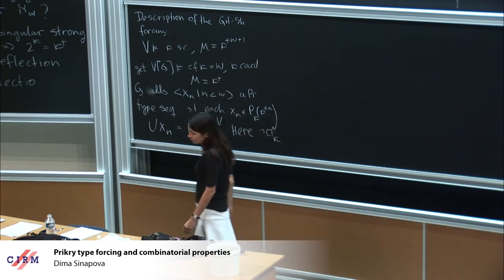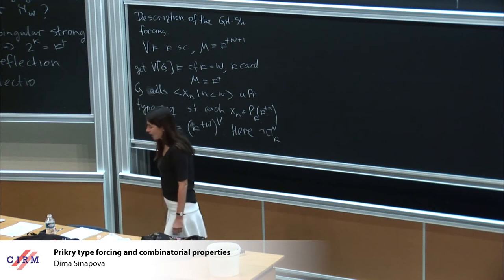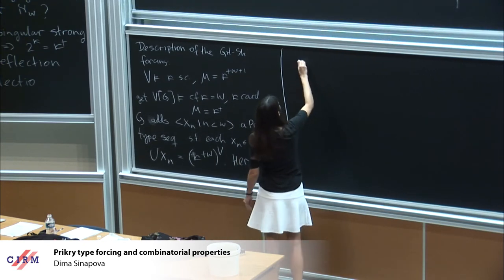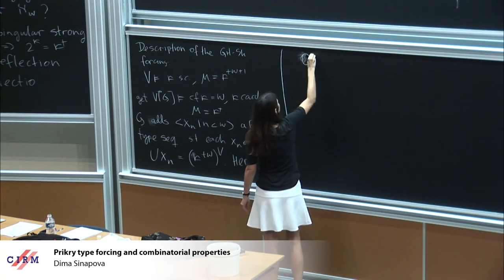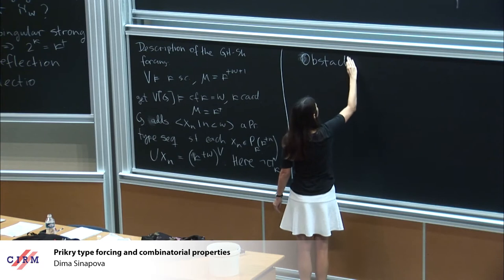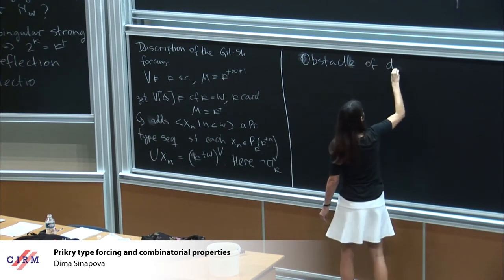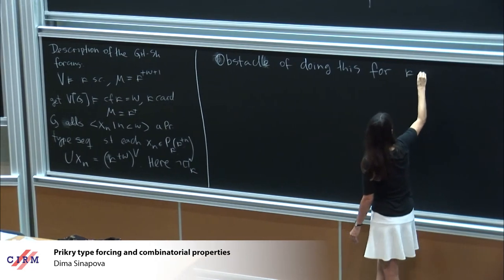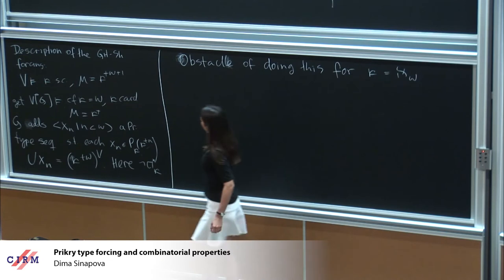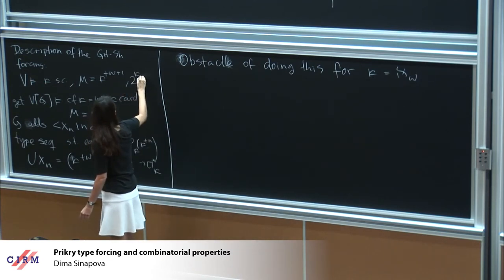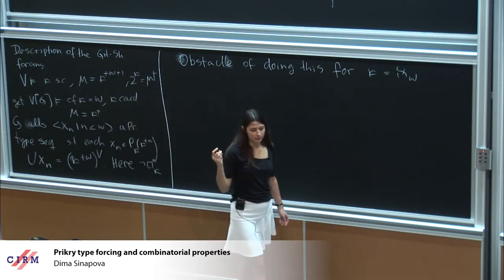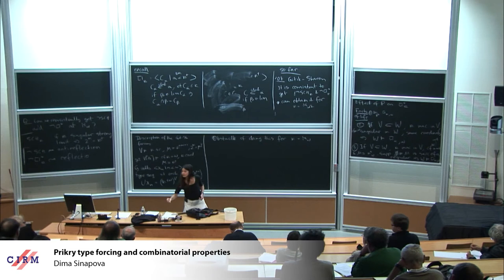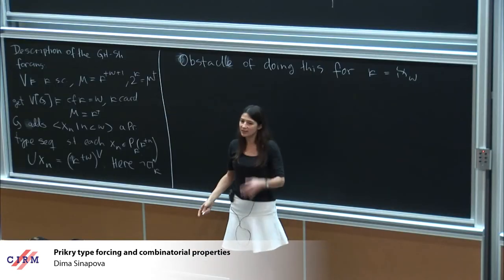So now, what really is the obstacle of getting this for alpha omega? The obstacle of doing this for kappa ending up being alpha omega is the following. Here I should have said 2 to the kappa is mu plus. The reason for that is, of course, because you want to violate SCH in the end. In their model, they start by blowing up the power set of kappa and then doing some singularizing.